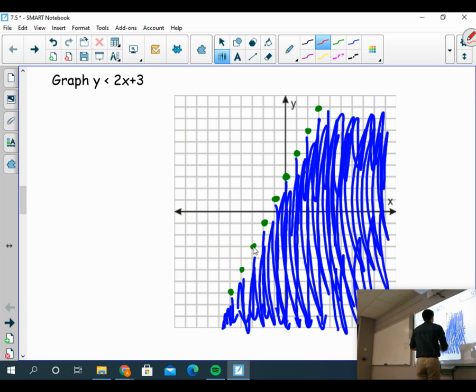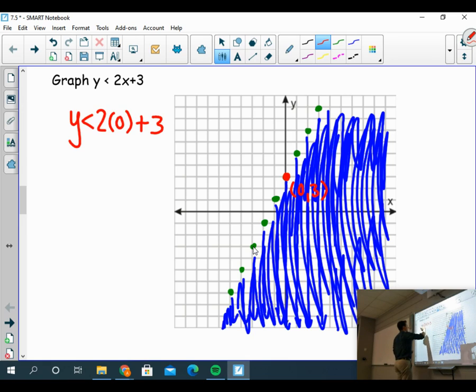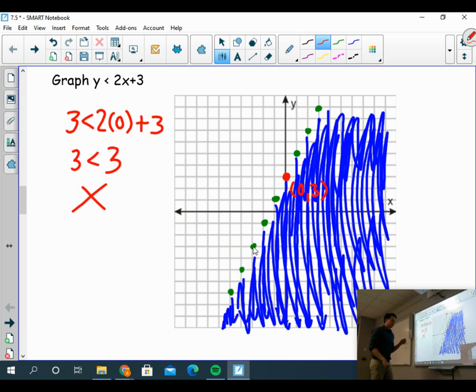Well, again, what a graph does is display all the points that make the equation or the inequality true. So let's pick a point on the line. Here I'm picking 0, 3. And let's see if it makes the inequality true. Well, when I plug in 0 for x and 3 for y, which is a point on the line y equals 2x plus 3, I end up with an untrue math statement. 3 is not bigger than 3.